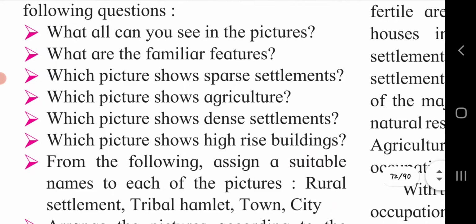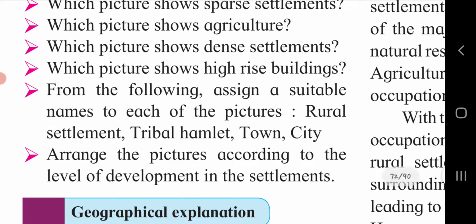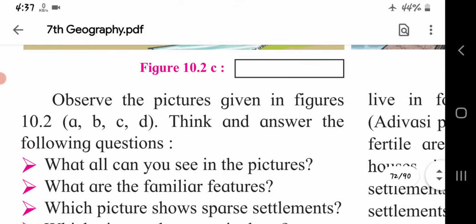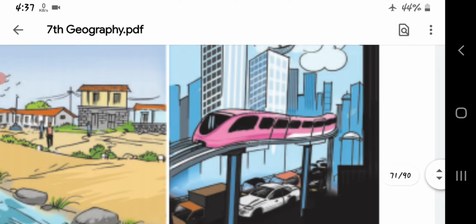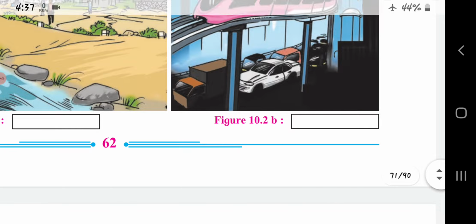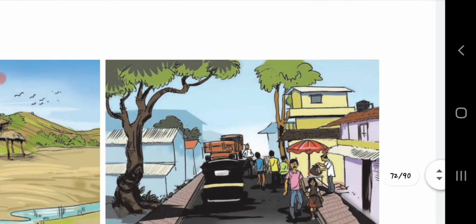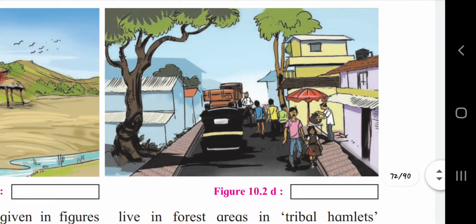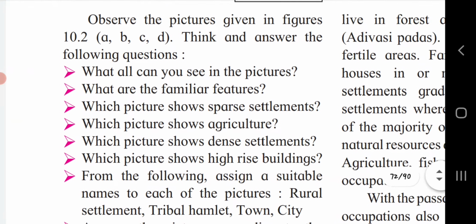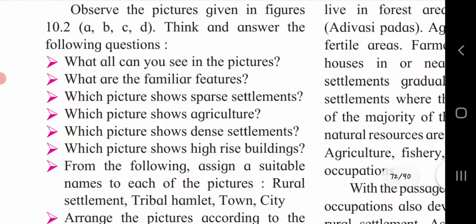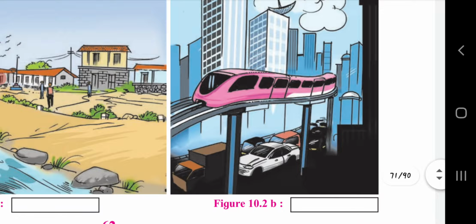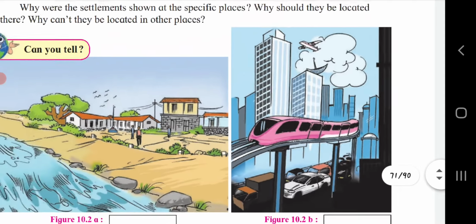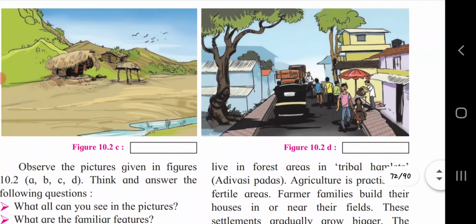Next, which picture shows dense settlements? 10.2b and 10.2d. Here you can see, from these pictures we can come to know the population level is high. So the dense settlements will be seen in 10.2d and 10.2b. Which picture shows high-rise buildings? 10.2b shows high-rise buildings. In this picture, the buildings are high.